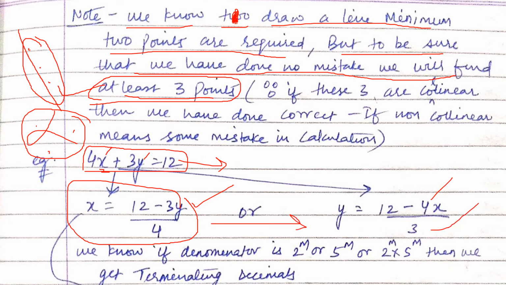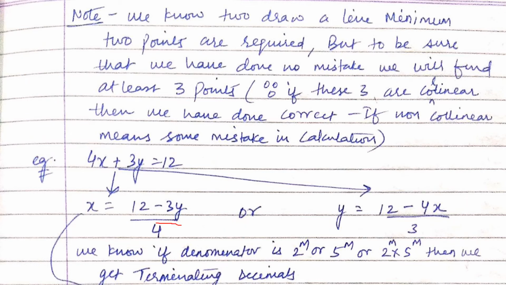In both the machines, what is the input? In the first machine, input is y. In the second machine, input is x. Output is this one and this one. Now how will we decide which machine is better? For that, see the denominator. In this case, denominator is 4. In this case, denominator is 3.